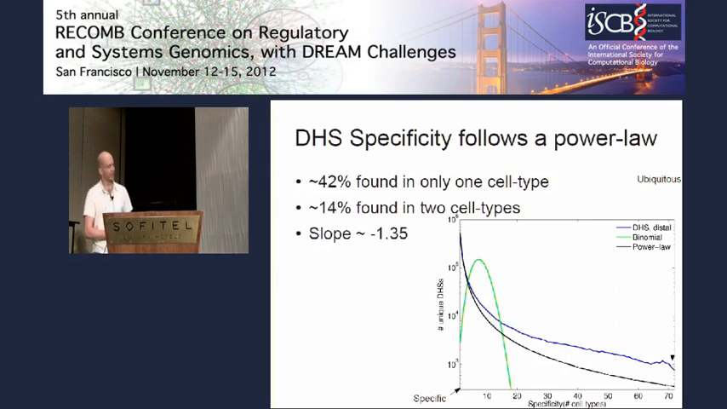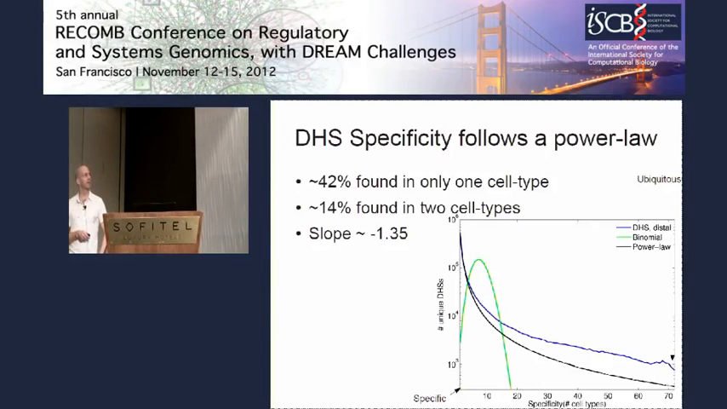If we crunch the numbers for all of the 1 million DHSs, we found a distribution, which is shown here by this blue line. And as you can see, more than half of the DHSs are found in only 1 or 2 cell types. This is not at all consistent with what you expect from a binomial model shown here in green.